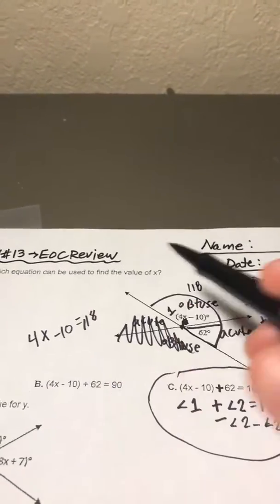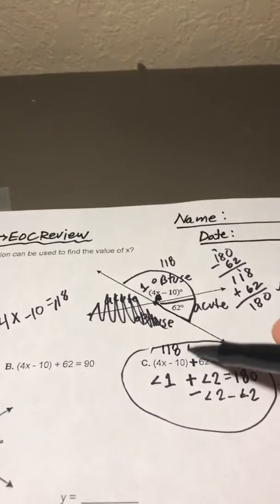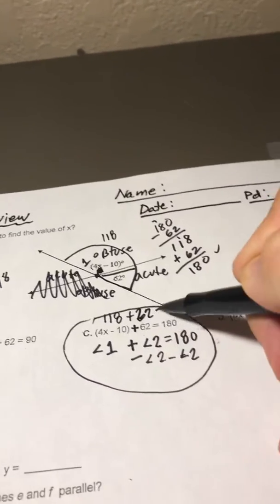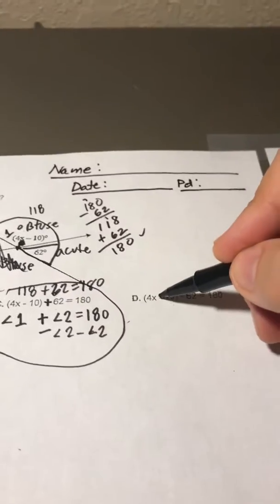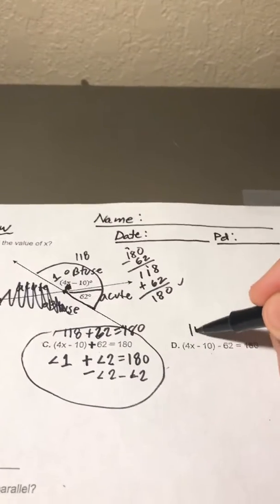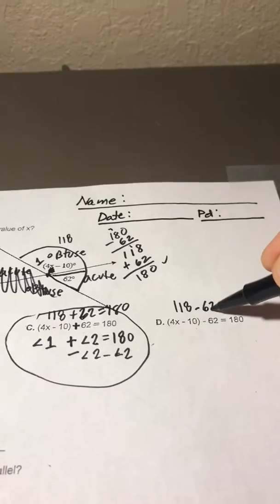We know that 4x minus 10 has to be 118. And we know if we added it to 62, it would equal 180. We know that this expression has to be 118. If you subtract 62, you don't get 180. So that's the reason why this one doesn't work.